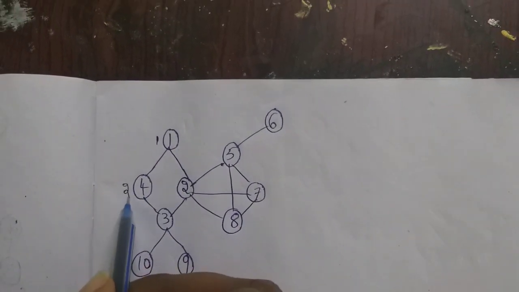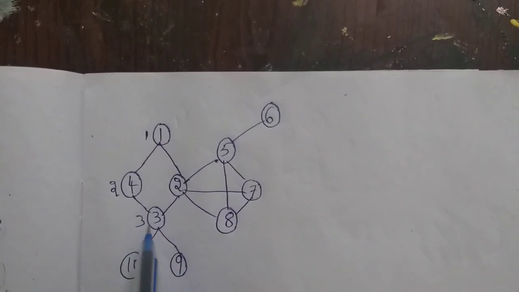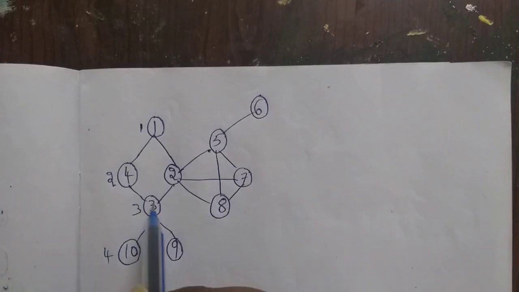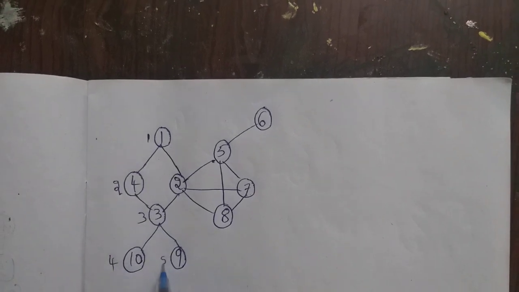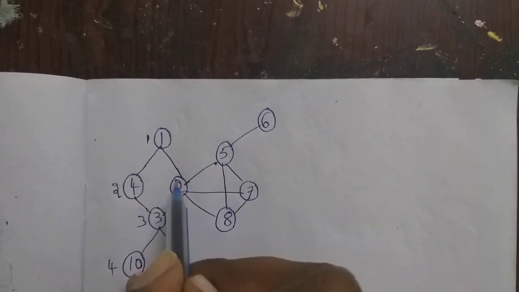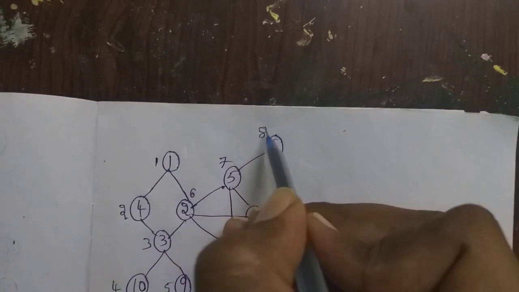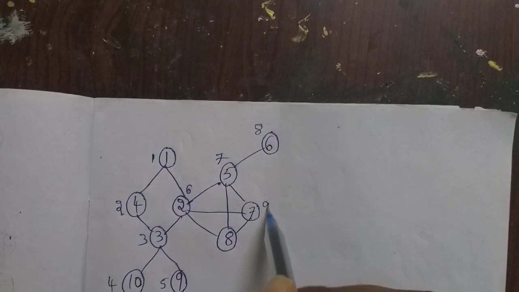Second, I visit this vertex. Third, I visit this vertex. Fourth, I visit this vertex. No other vertices are there. We'll move back. We'll visit the fifth vertex as this. No other vertices. Sixth vertex as this, 2. Seventh vertex. Eighth vertex. Come back here. Ninth vertex and 10th vertex.